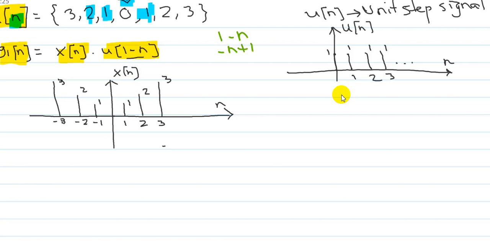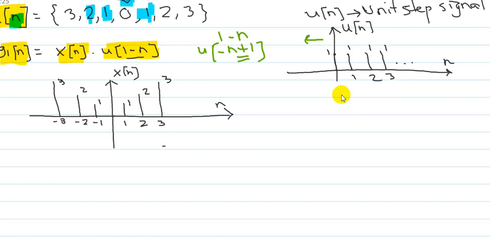So just to make it easier for you, you can say u of minus n plus 1. It means first we can shift to the left by 1, and after that we can flip the signal. So let us first plot n plus 1 here. What will be n plus 1? N plus 1 means I need to move my unit step signal to the left by 1.